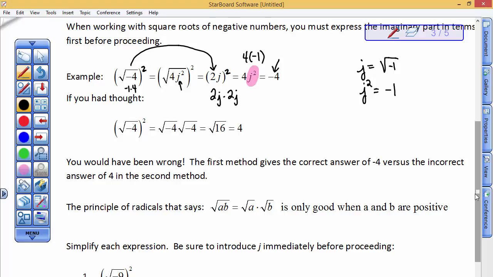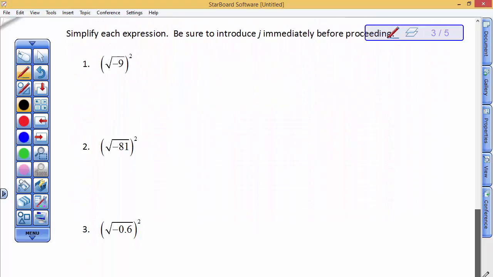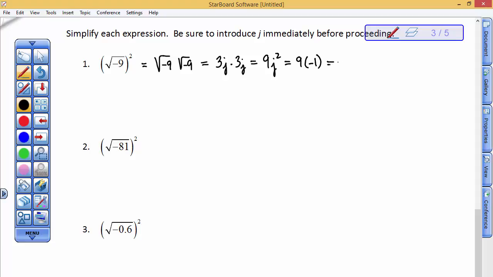So let's simplify these expressions. What this one means is the square root of a negative 9 times the square root of a negative 9. That's what that means, which is 3j times 3j, which algebraically is 3 times 3 is 9, j times j is j squared, and then j squared is going to be replaced with a negative 1, so 9 times a negative 1 is a negative 9. When we go further on in this unit, when I see 9j squared, I'm just going to jump to the minus 9. So again, this doesn't change. It's the square root of a negative 81 times the square root of a negative 81.